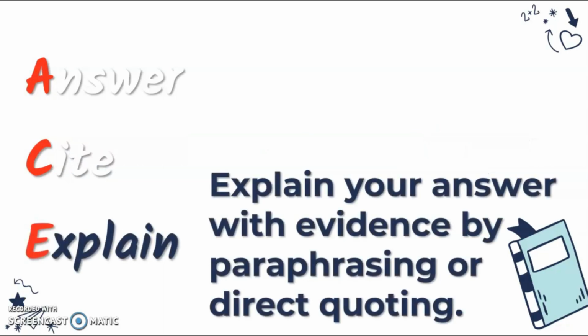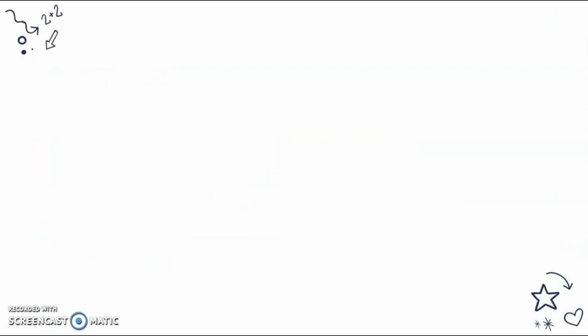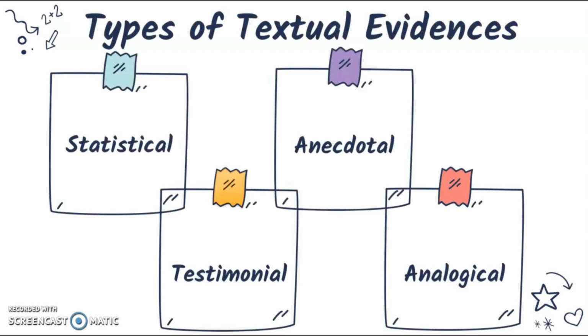And lastly, explain. Explain your answer with evidence by paraphrasing or direct quoting. A reliable statement must always be supported by evidences, which can be explained by getting a direct quote from the text or by paraphrasing the statements in the text. Aside from knowing the different techniques, we must also be aware of the different types of textual evidence, such as statistical, anecdotal, testimonial, and analogical.